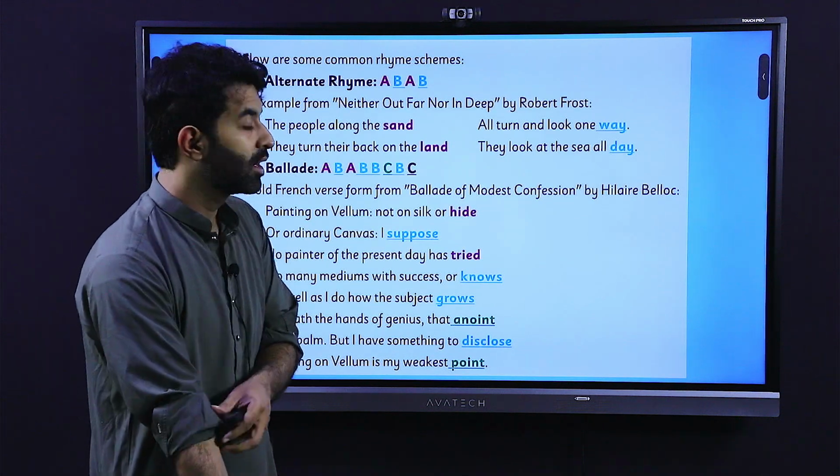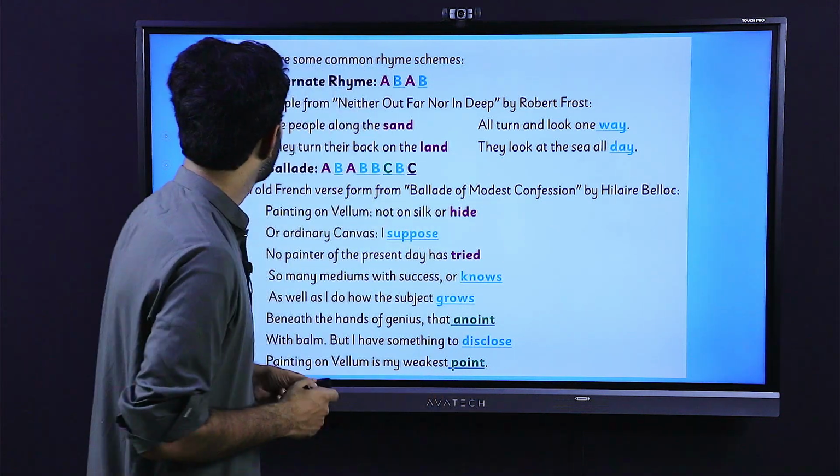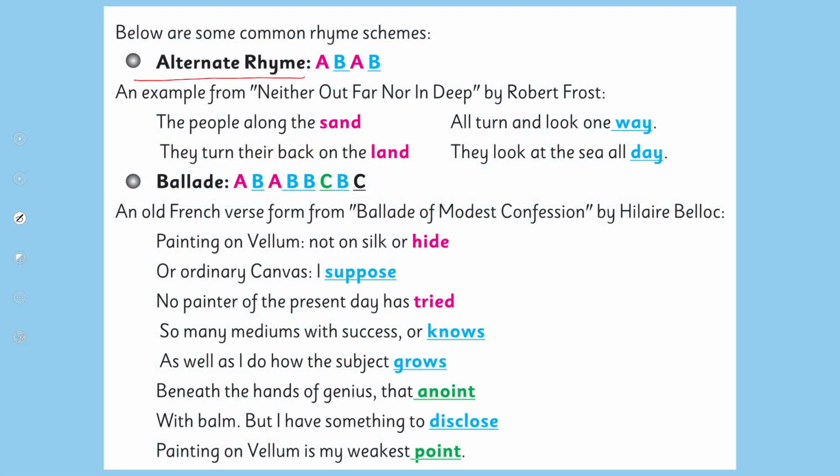Now, students, here are some different kinds of rhyme schemes that you need to know. Let's read them. These are alternate rhymes, which means one word, then another, then the same word, then another one. So A, B, they are alternating with one another. For example, the people along the sand, they turn their back on the land, all turn and look one way, they look at the sea all day. So, we can make A, B.